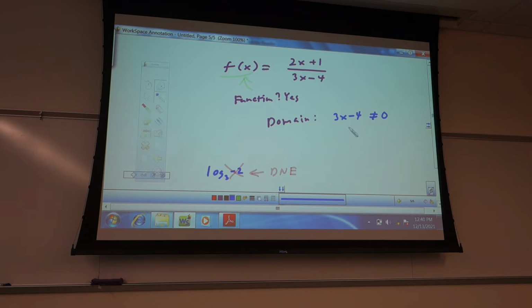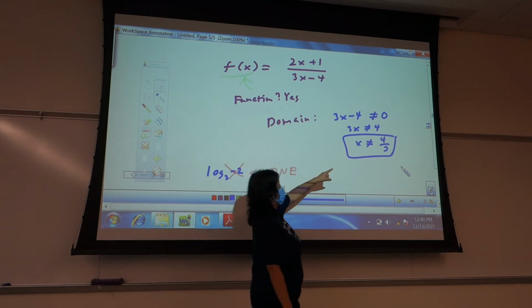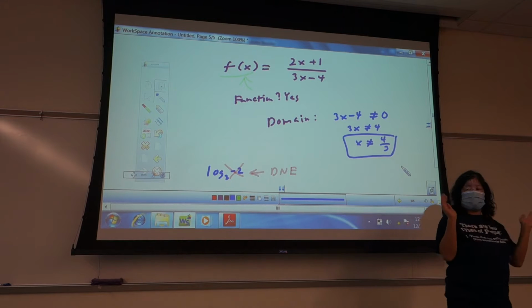I'm going to add 4 to both sides. 3x can't be 4. Divide both sides by 3. X can't be 4/3. That's your domain. That's the one restriction. It could be everything else. But if it's 4/3, the whole world blows up. Bad news.